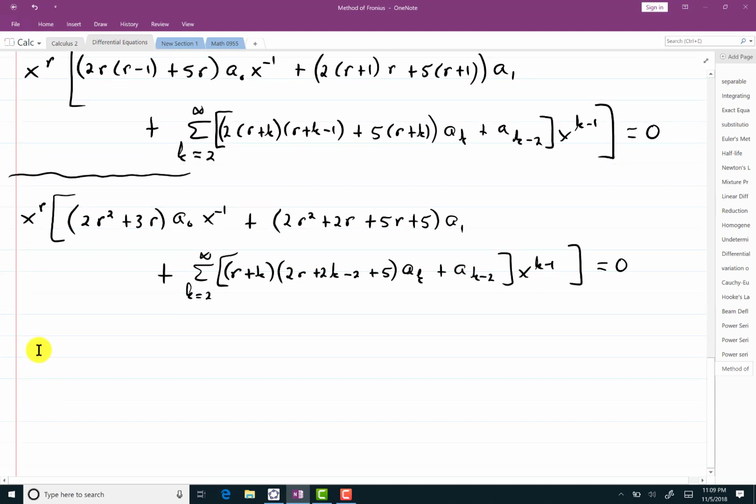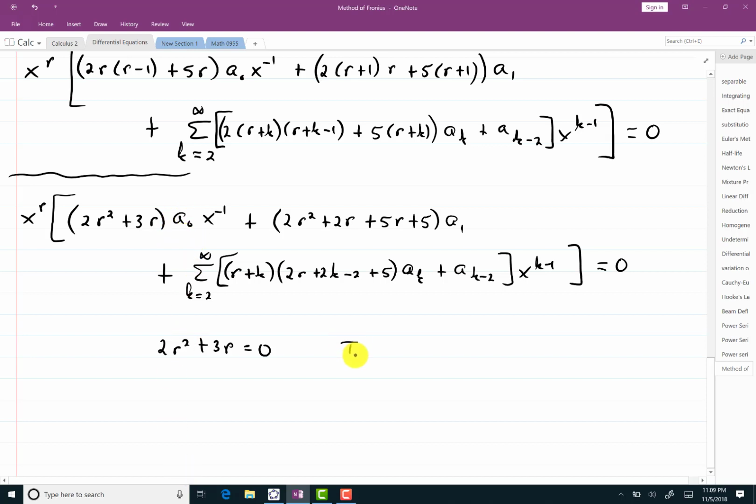Now, notice that these k's start from x to the 1, x squared, x cubed, etc. They go on forever. Here are my initial things right here. We are going to look at a sub 0 as being a non-zero coefficient, but if I'm to have this part inside of the brackets be a power series, then I can't have an x to the negative 1 term. So the only way out of that is to set this coefficient equal to 0. So we'll have 2r squared plus 3r equals 0. So set the coefficient that's attached to a sub 0 equal to 0.